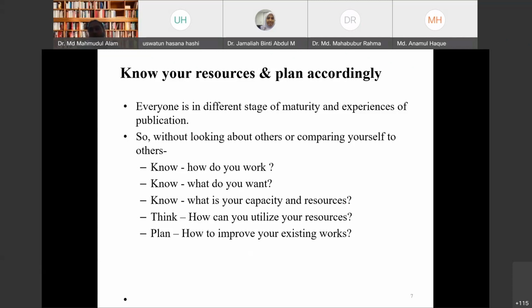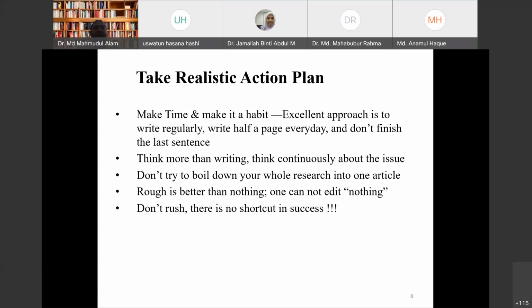Do you just want to survive and fulfill the KPI, or do you want to become someone renowned, or do you want to make a legacy in the place? That's up to you, your decision. Then, what is your capacity and resource? Consider all the resources, bring all the capacity into a table, and then make a plan and think how you can utilize them. How can you engage them with your work? Then how do you improve your existing work? Look at what you have already done, then try to improve it, or if it is useless, bring something new.